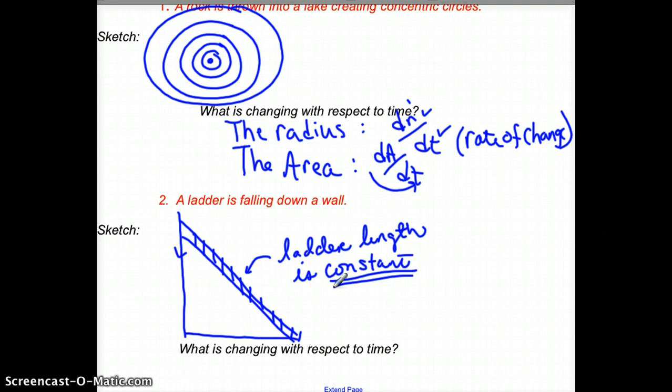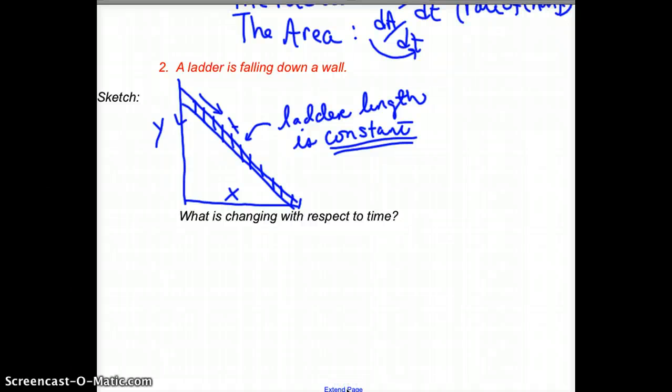So we'd say that's a constant. Now we do have two things that are changing. As the ladder slides down the wall, let's call this y and this x. So it says what is changing with respect to time down here on the bottom. And I would say that the distance it is from the wall, which is this x, distance from the wall.